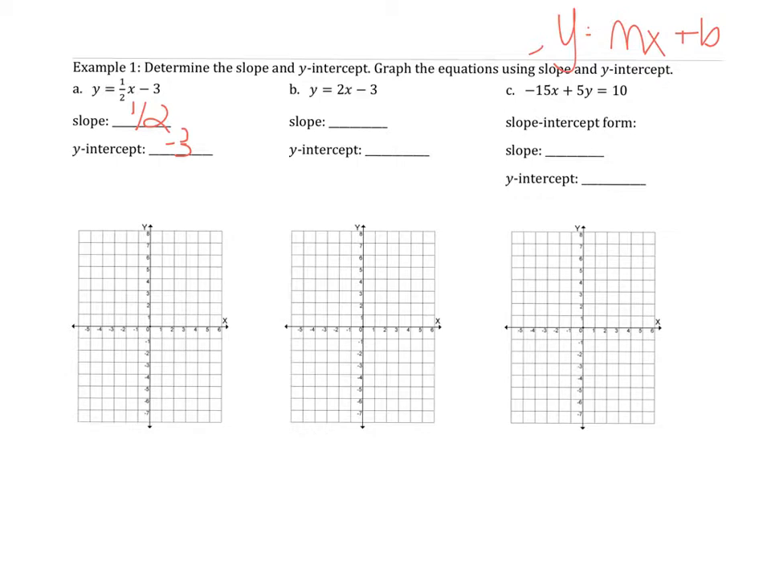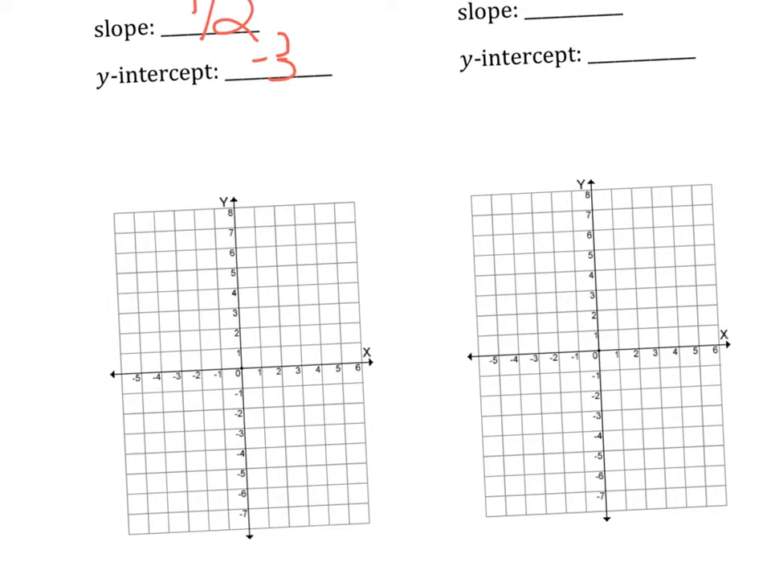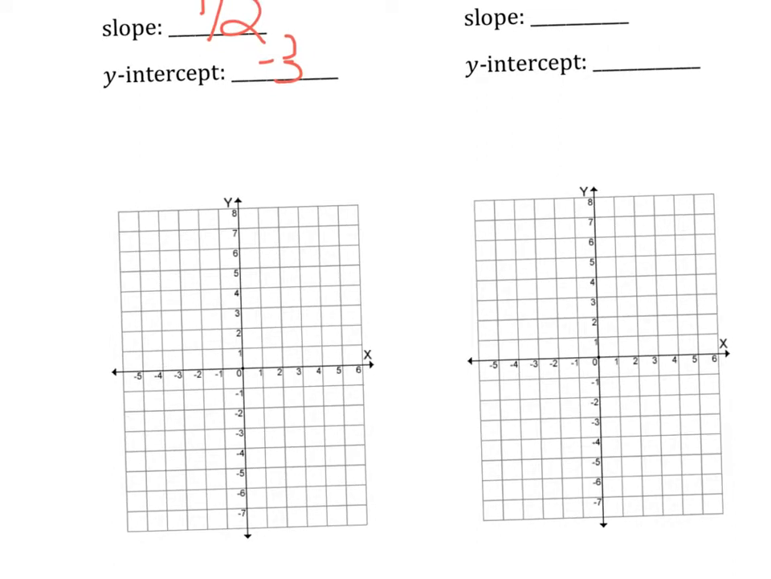Once you know the slope and the y-intercept, you can use those two things to graph the line. The y-intercept serves as our starting point. That's the very first thing that I graph. So I'm going to put a point on the y-axis at -3. The slope, remember, is rise over run, which tells you your vertical change over your horizontal change.